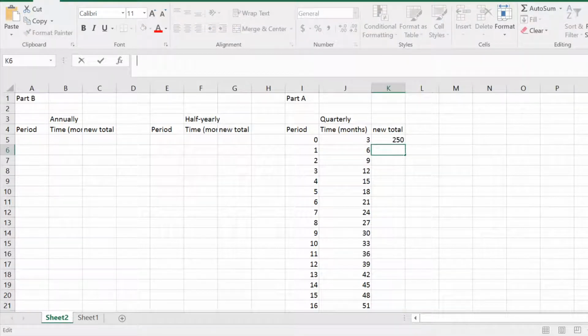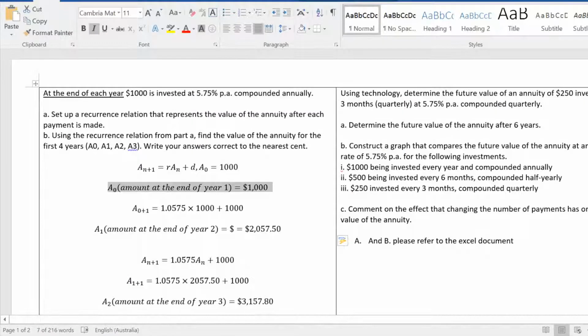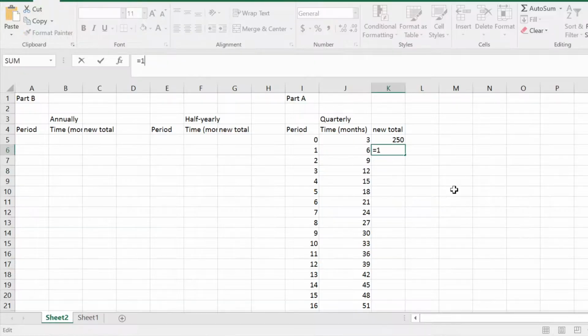Okay, we know A n plus 1 is equal to the ratio. Now, let's start with that ratio. Our last one was a little bit easier. Okay, always start with your equal sign. Now, to get our previous one of 1.0575, we just added 1 to that as a decimal. We can't do that in this example though. Okay, and I'll tell you why.